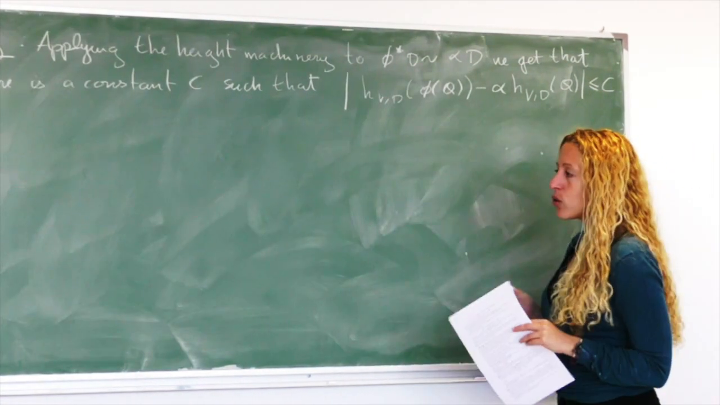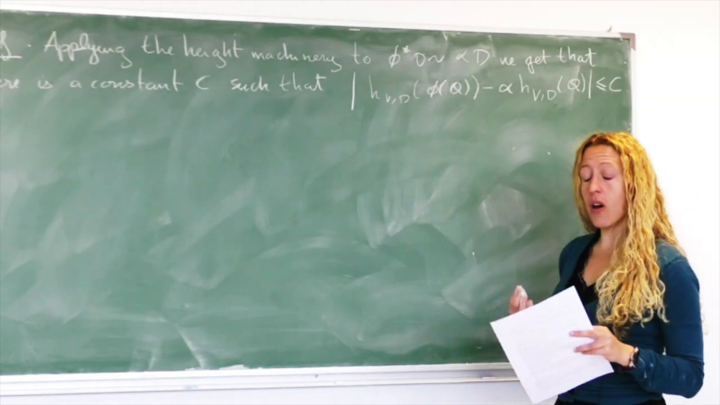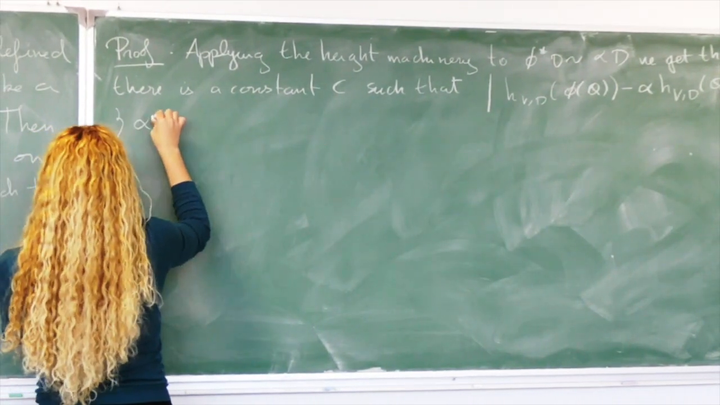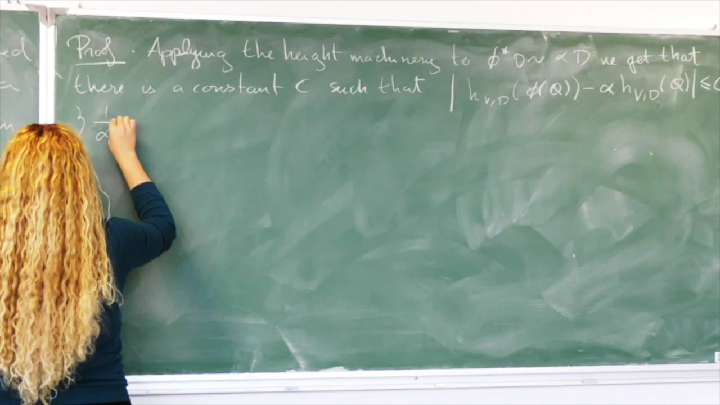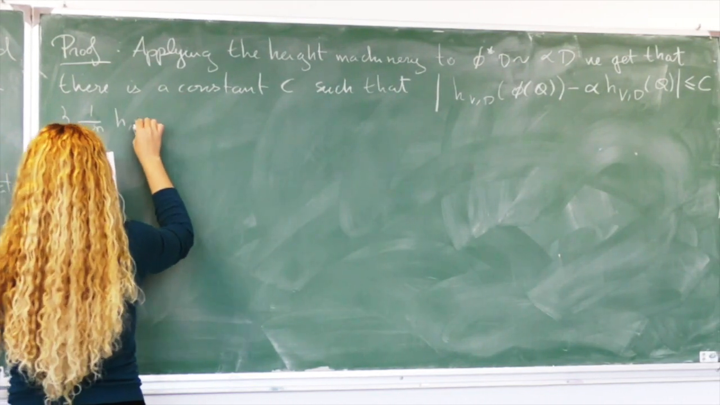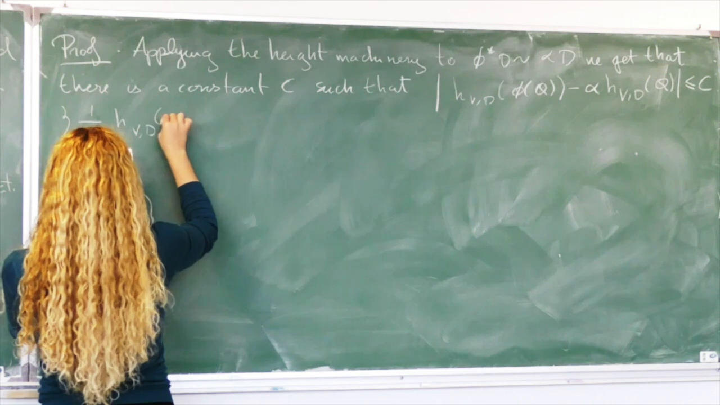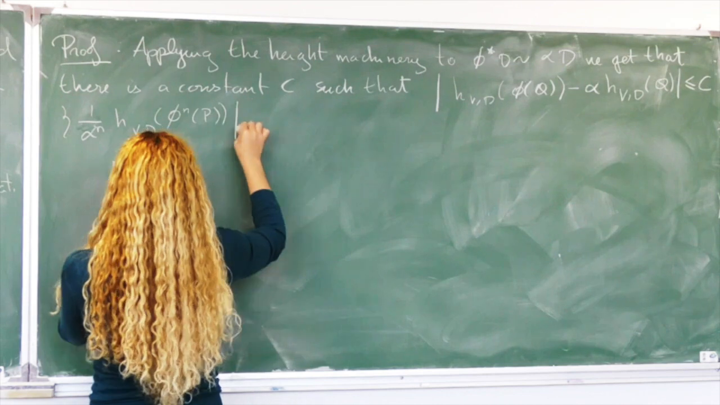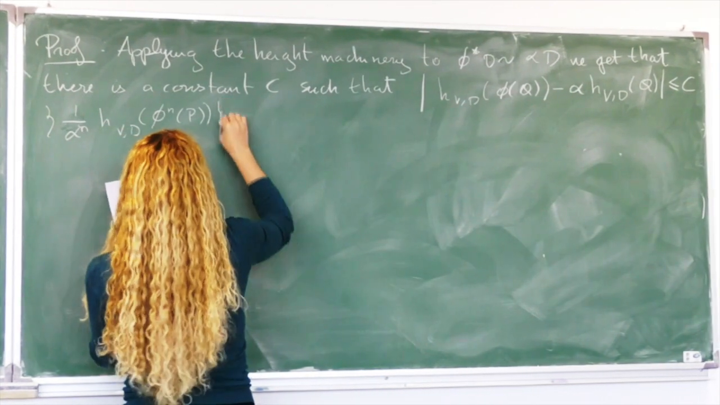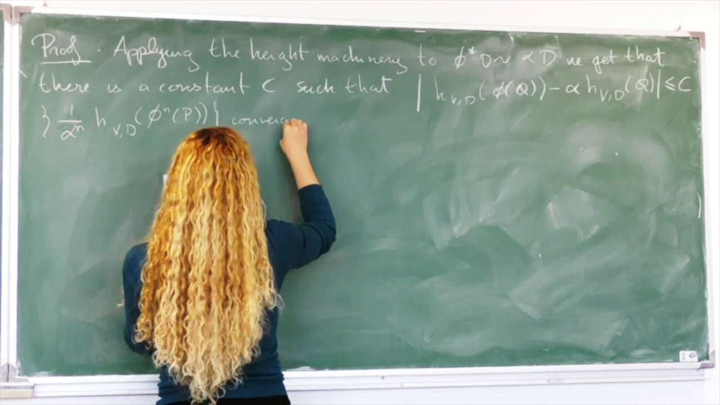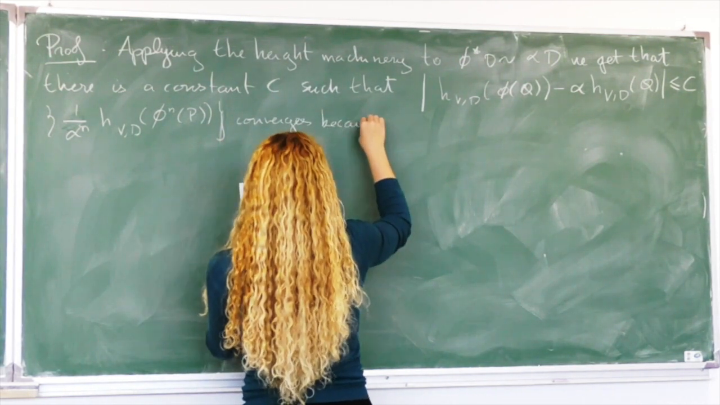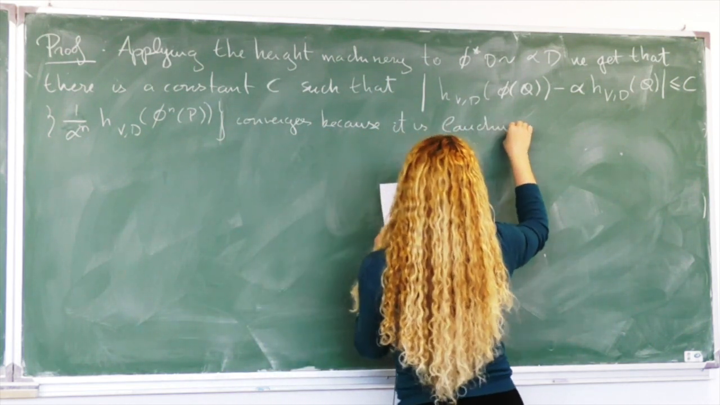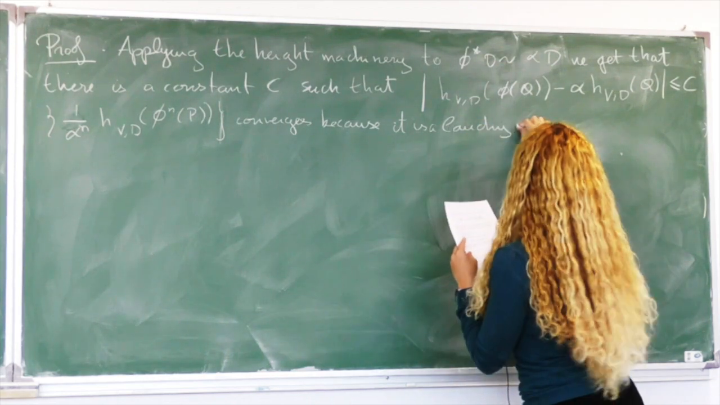Now, how am I going to prove that the limit exists? I'm going to prove that this sequence, which I can write like this, h_D(f^n(P)) over alpha^n, converges because it is a Cauchy sequence.